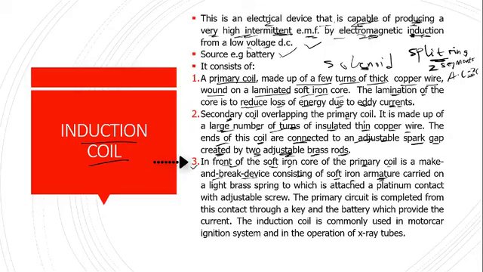Alright, so this soft iron armature is carried on by a light brass spring to which is attached a platinum contact with adjustable screw. The primary circuit is then completed from this contact through a key and the battery, which provide a current. This induction coil is commonly used in motor car ignition systems and in the operation of X-ray tubes. So you can see that the importance of induction coils in electromagnetic systems cannot be overemphasized.